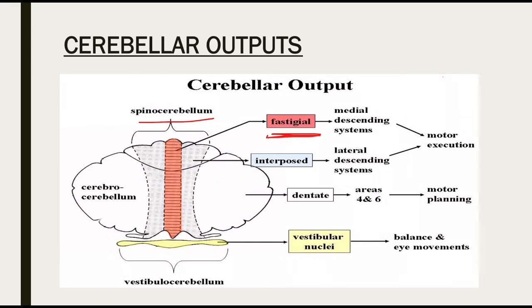The paravermal portion will project to nucleus interpositus and will project to red nucleus and control the activity of rubrospinal tract. Whereas outputs coming from the cerebrocerebellum will project to the nucleus dentatus and in turn will project to the motor cortex via the thalamus and control the activity of corticospinal tract.